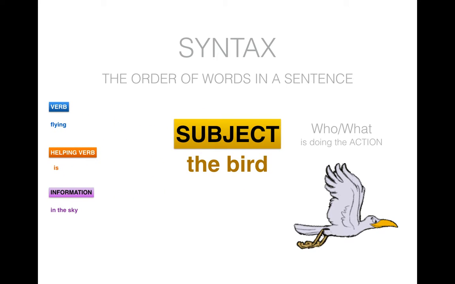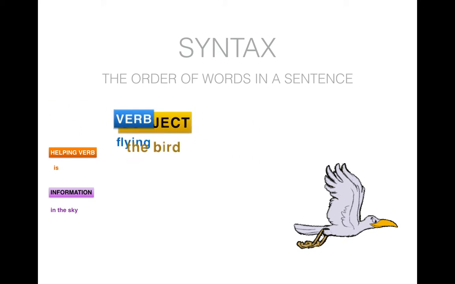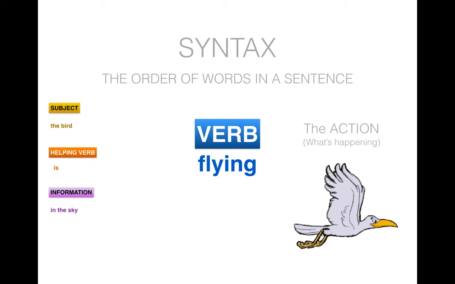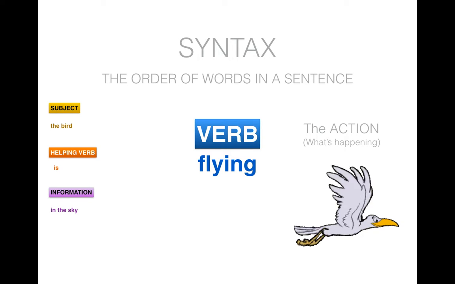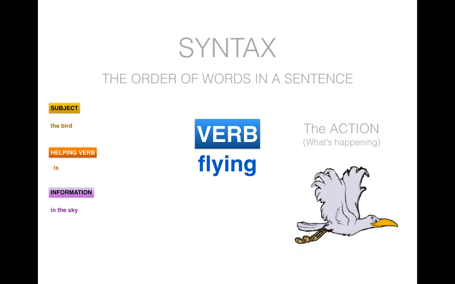Every sentence has a subject. The subject is who or what does the action in the sentence. In this sentence, the subject is the bird. Every sentence also has a verb. A verb is the action that is happening. The verb in this sentence is flying.